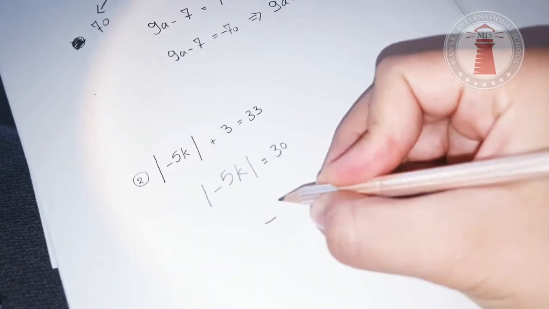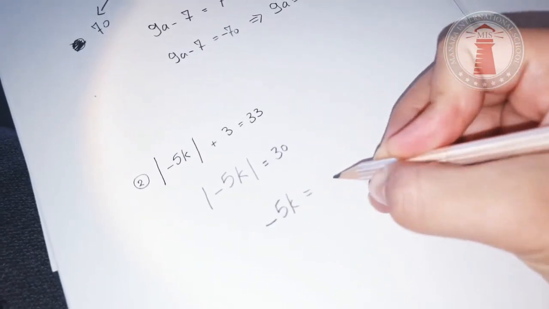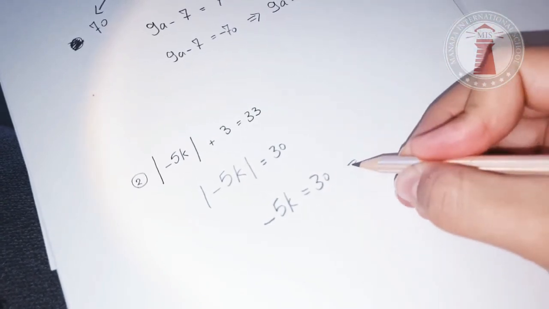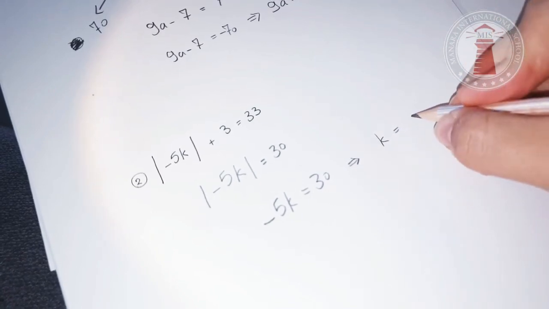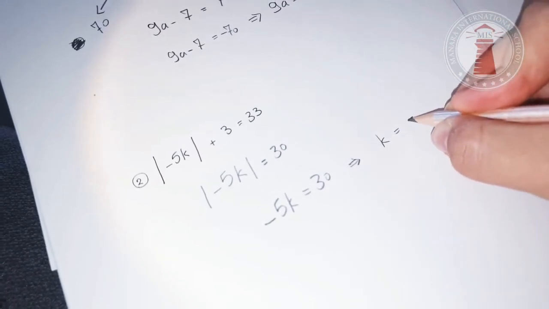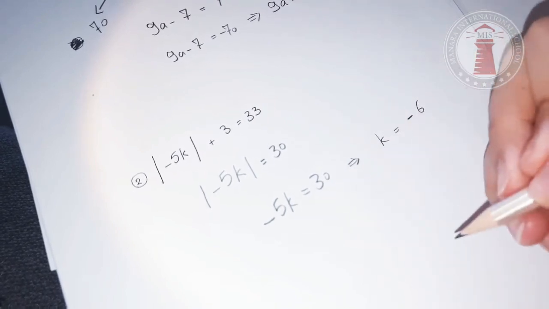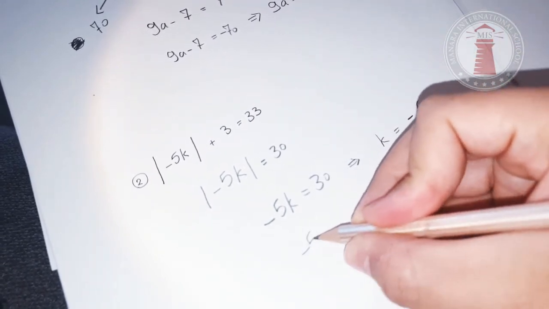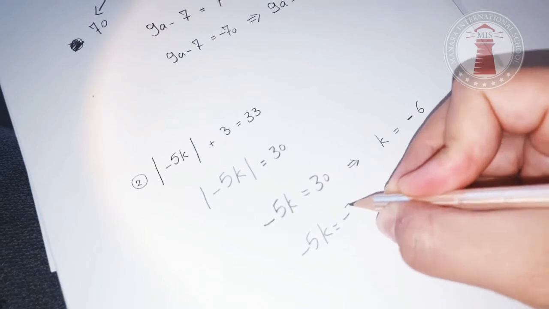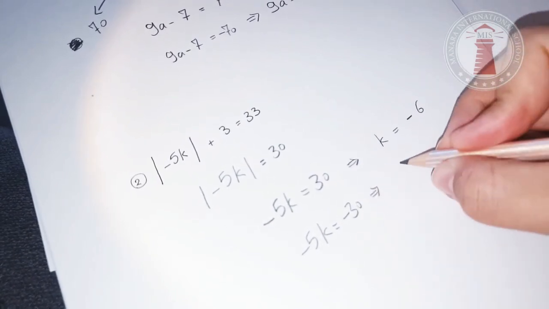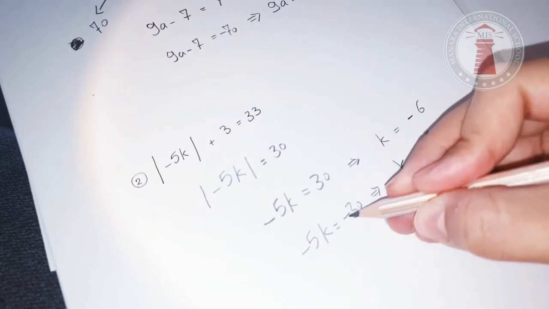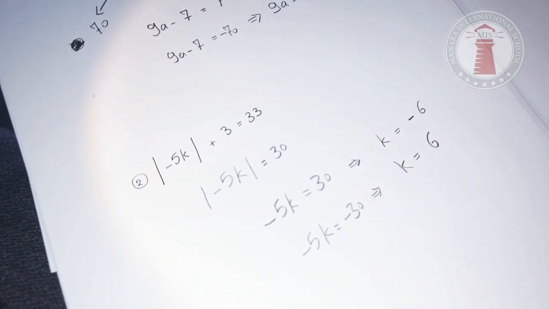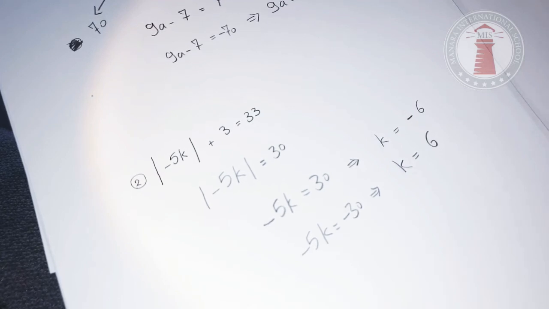So we have minus 5k equal to 30, which means that k is equal to negative 6, which is 30 over 5. And then we have negative 5k equal to negative 30, which gives us that k is equal to positive 6, because we will be having negative over negative, which becomes positive. Okay, the other two questions that you had.